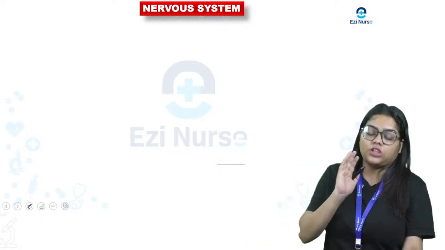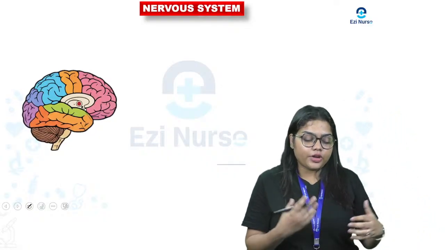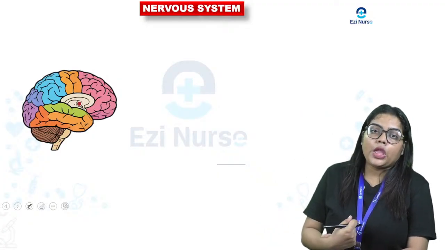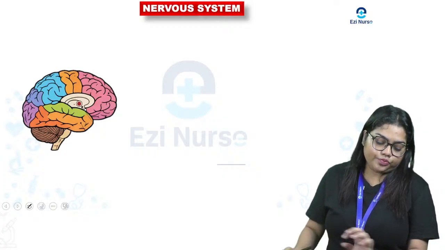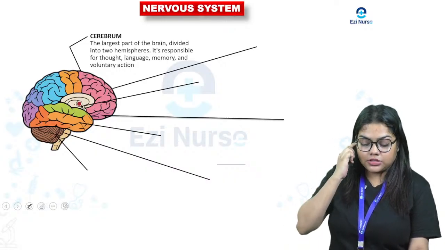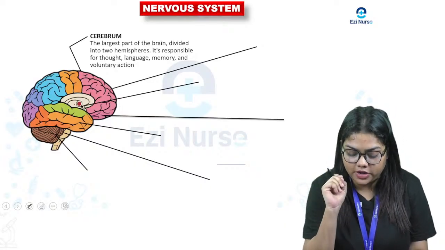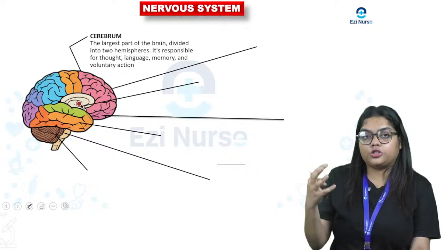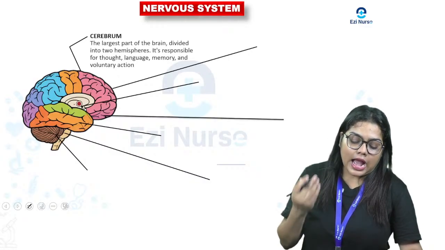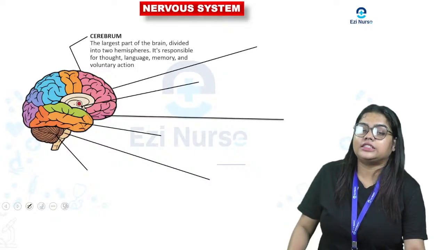First we will discuss the brain. So you can see here the brain structure. The brain has different main parts, which are called the cerebrum, cerebellum, pons, and brain stem. First we will discuss the cerebrum. So what is the cerebrum? The cerebrum is the largest part of the brain, which is divided into two hemispheres. It is responsible for thoughts, whatever we are thinking in mind, the language, the memory, and the voluntary actions. Any kind of voluntary action will be controlled through the cerebrum.